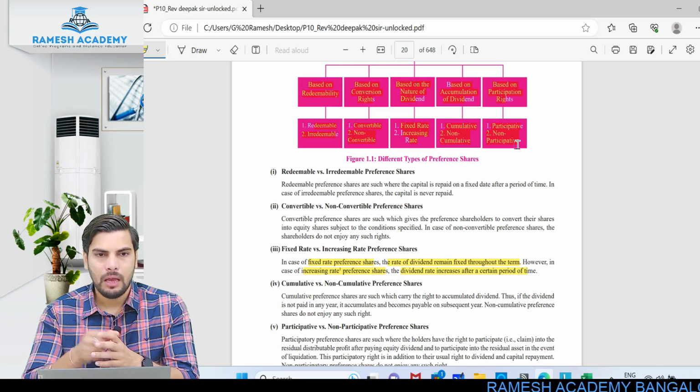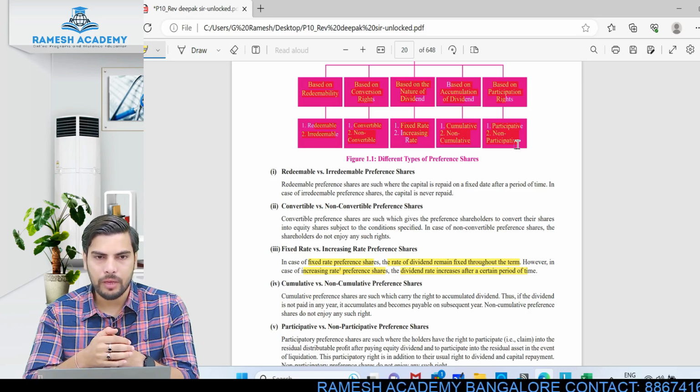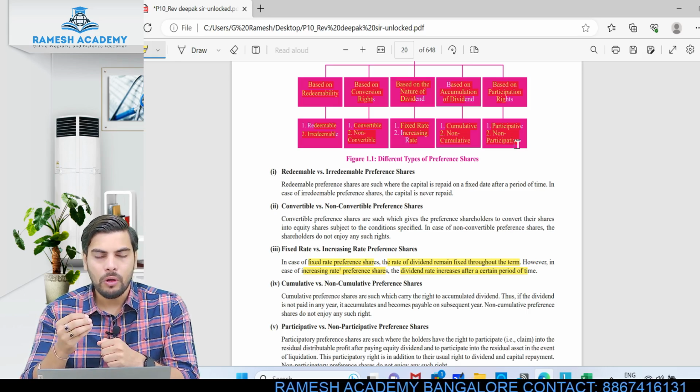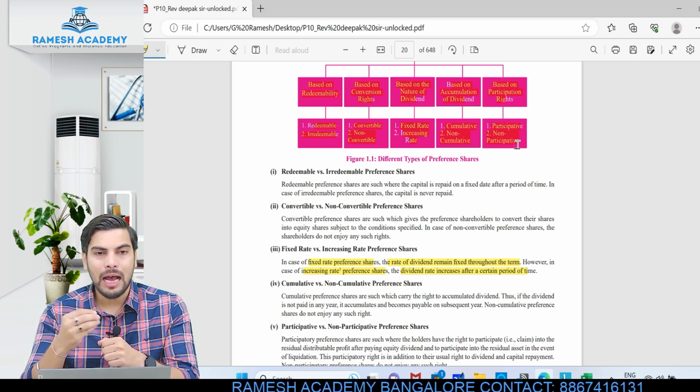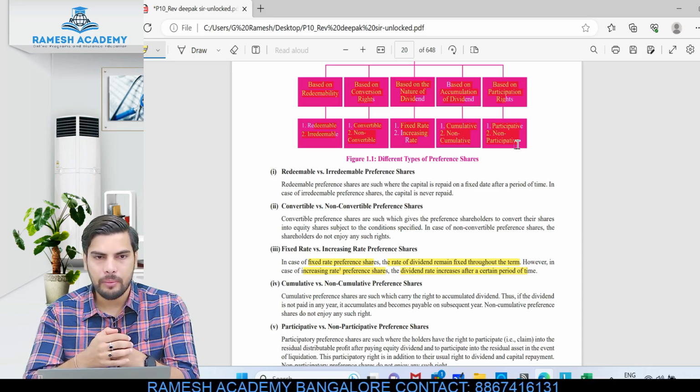Yes, as the very name suggests, remember the meaning of preference shares. These are the shareholders who carry a preferential right with respect to payment of dividend and repayment of capital. So when it comes to preference shareholders, I'll be giving them the priority with respect to payment of dividend and repayment of capital.